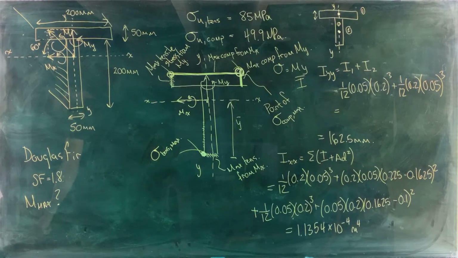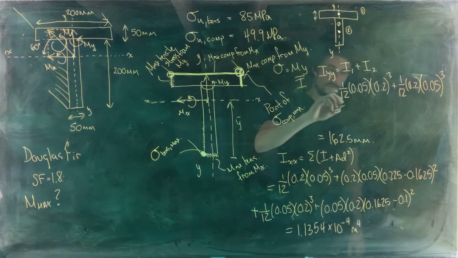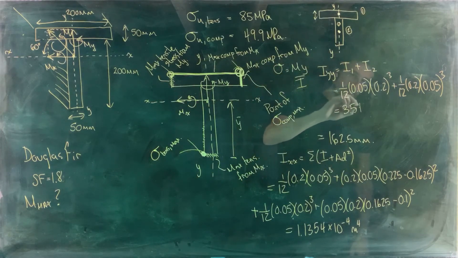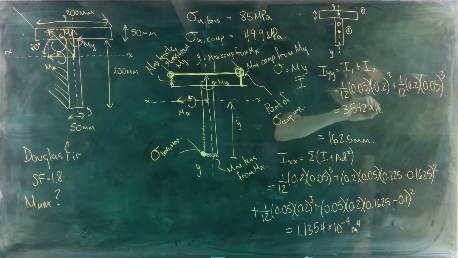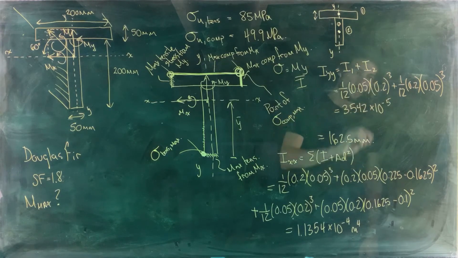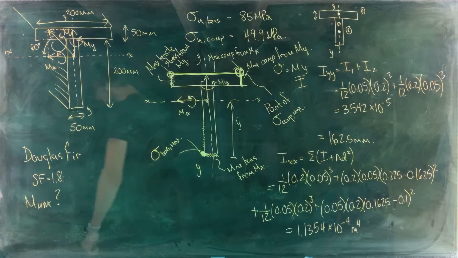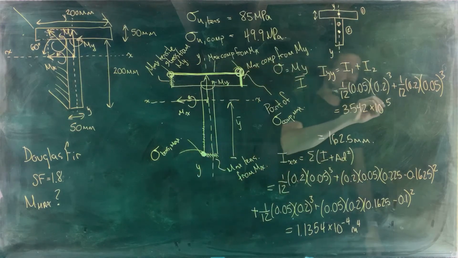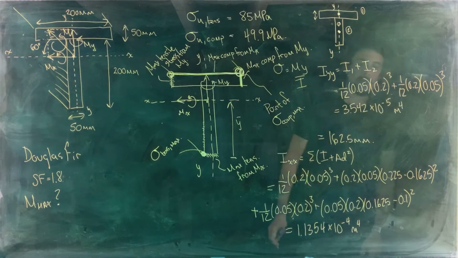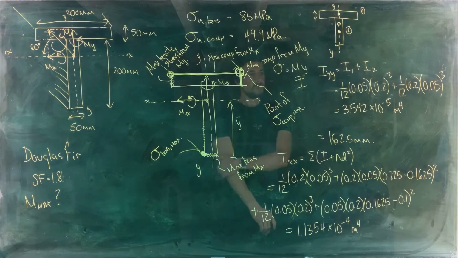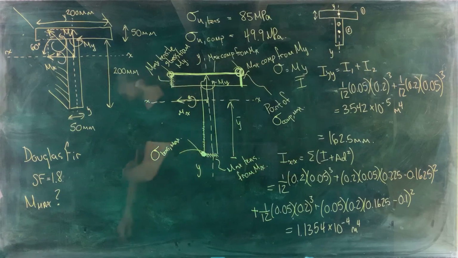I see the question there. I'll write this number down and then answer it. 3.5 4 2 times 10 to the minus 5, and that is units of meters to the 4th power. Of course, I didn't need to look to figure that out. All right, so now we're set. So now I'll check out the question.